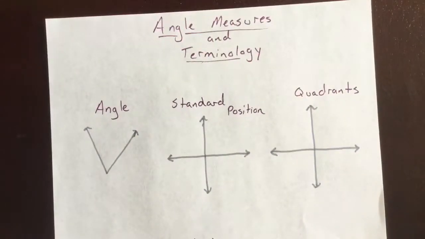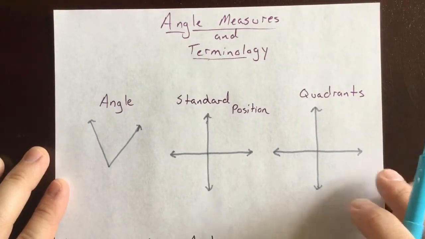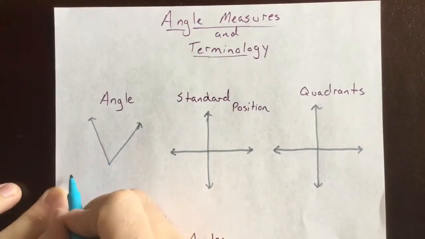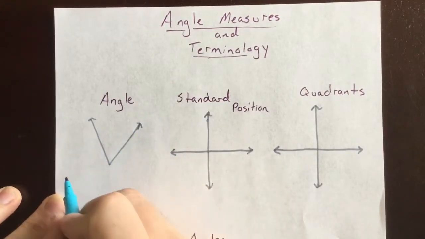Hey guys, in this video we're going to be looking at angle measures and terminology that goes with those angle measures. So let's begin. The angle. You probably remember in geometry that we define an angle as two rays meeting at one point.